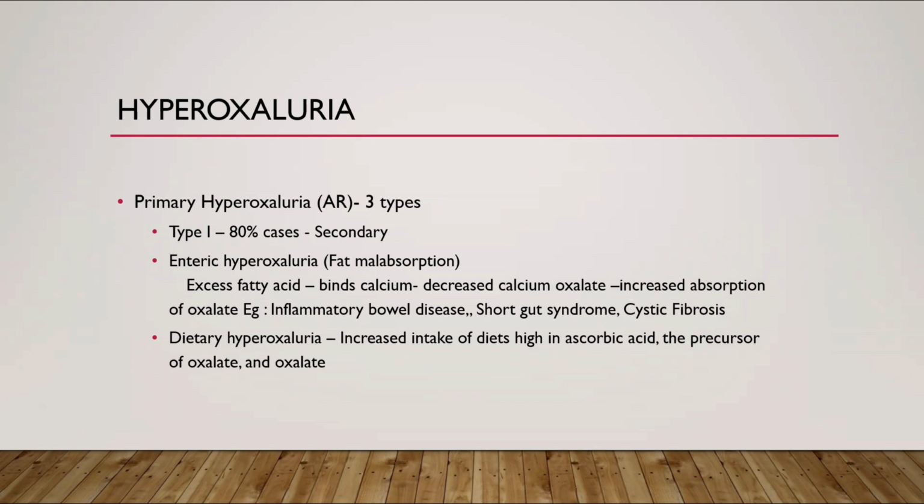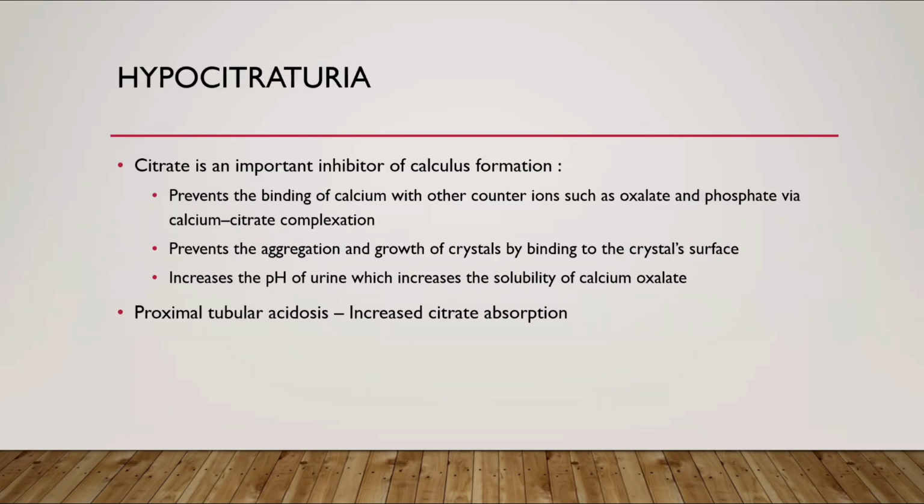The dietary one results from the increased intake of oxalates or the precursors of ascorbic acid, whereas enteric oxaluria mainly results from conditions that lead to fat malabsorption, like inflammatory bowel disease or cystic fibrosis. Since calcium binds the free fatty acids in the intestinal lumen, the oxalate loses its counter ion, resulting in an increase in gut absorption of oxalate and subsequent excretion in the urine.